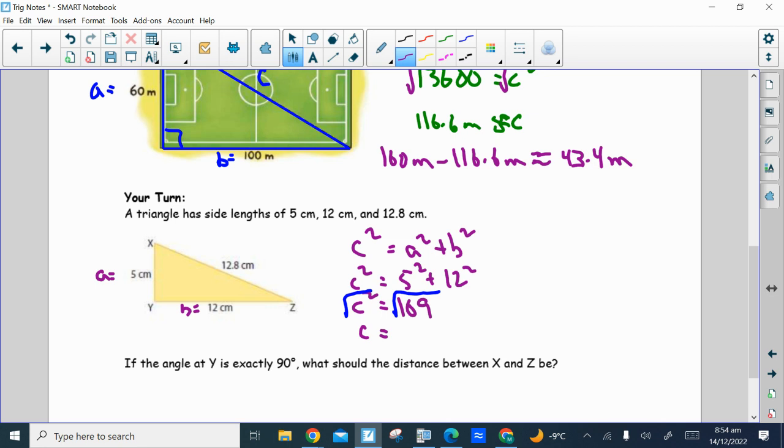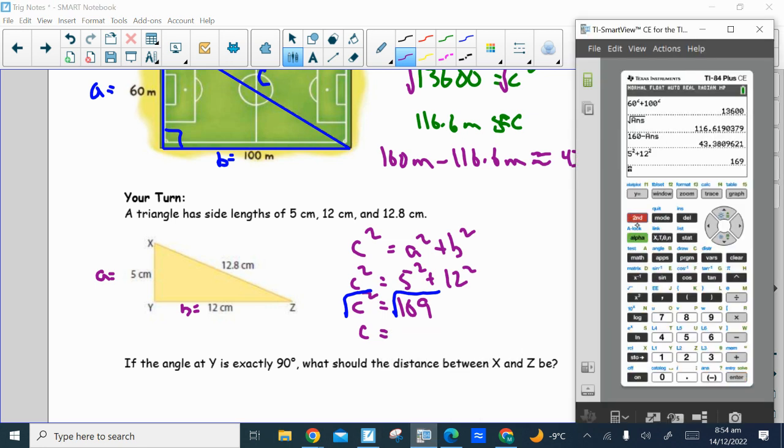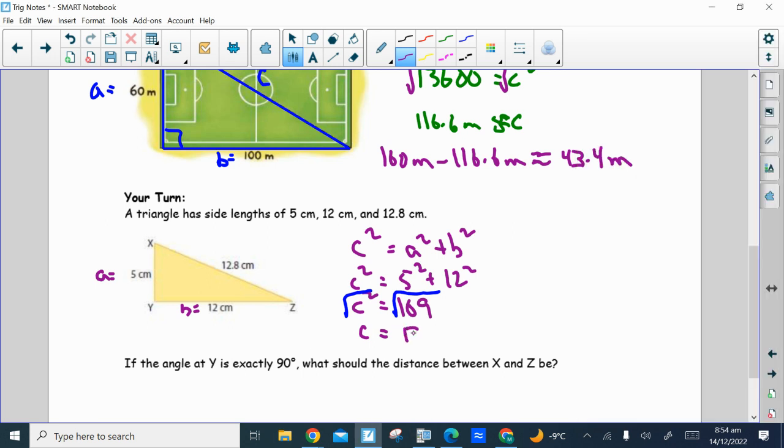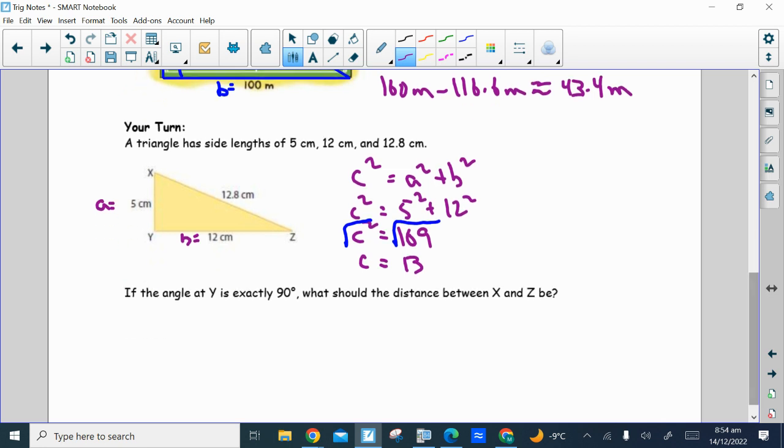Square root and square cancel each other out on the left, and on the right, the square root of 169 is exactly 13. So this tells us that triangle is not a right triangle. If it was, the hypotenuse would be 13, not 12.8. So again, this is a conclusion we can make. This is not a right triangle. If it was, then the hypotenuse would have to be 13, not 12.8.